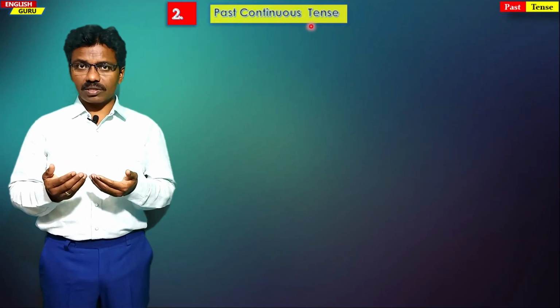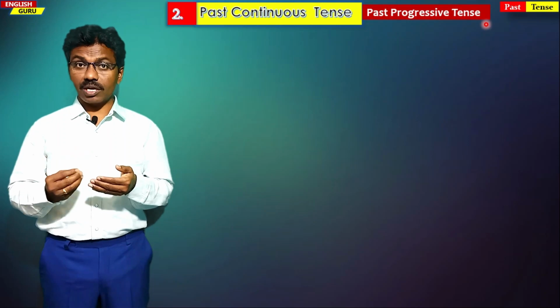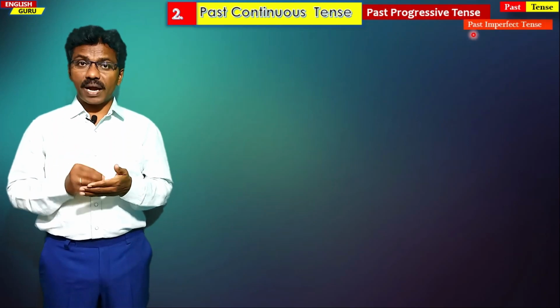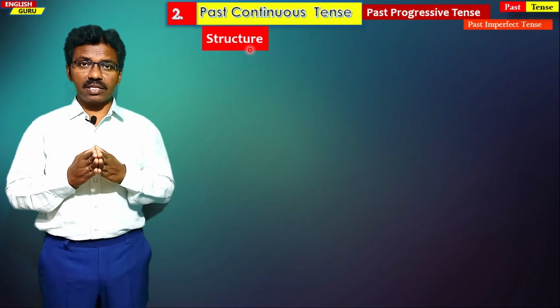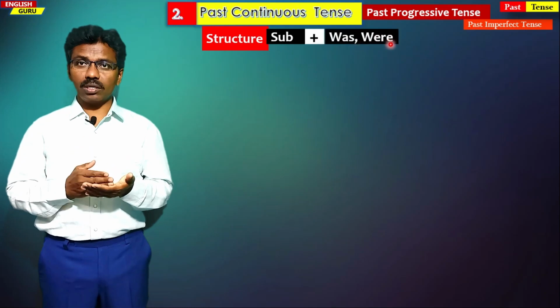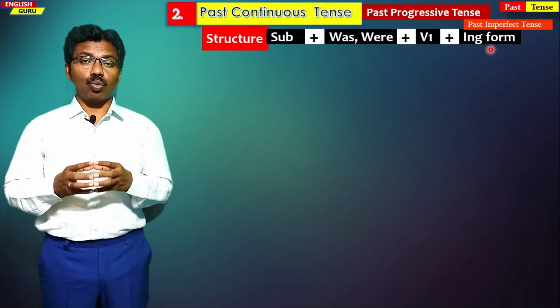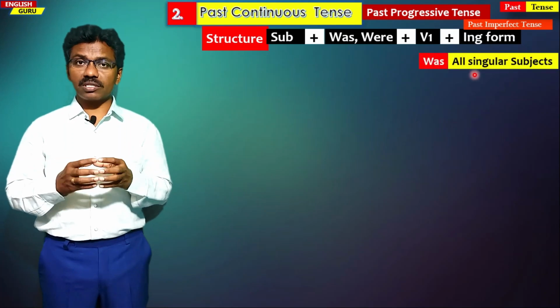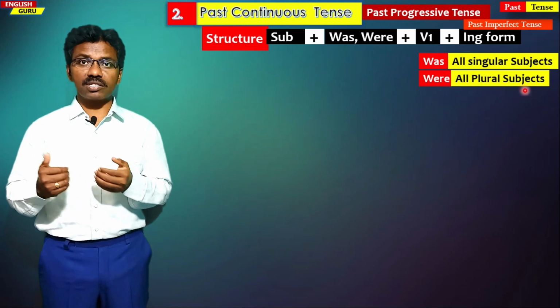The second tense is past continuous tense. It is also called past progressive tense, and it is also called past imperfect tense. The structure of a sentence in this tense is subject plus was or were plus verb 1 plus ing form, and was is used for all the singular subjects and were is used for all the plural subjects.